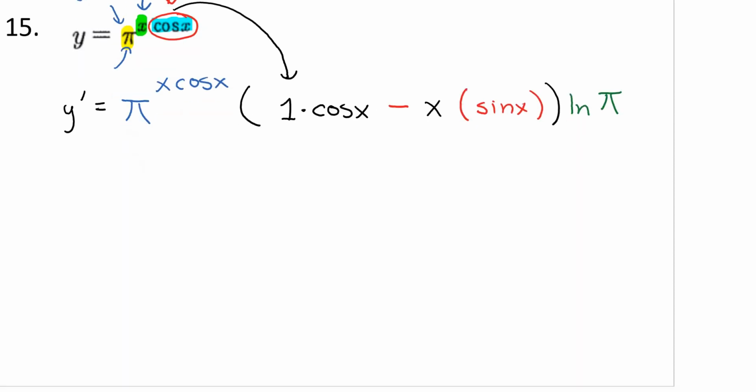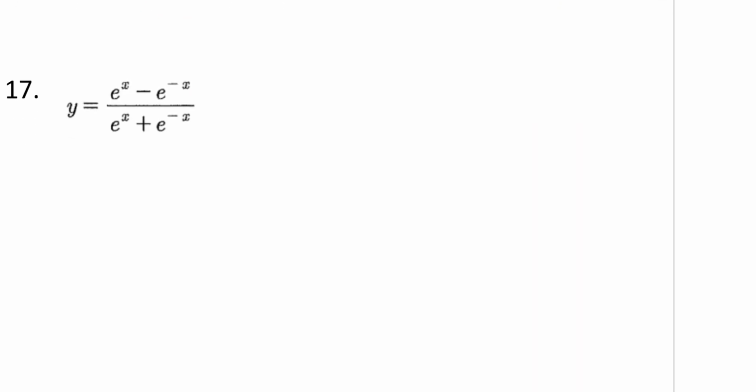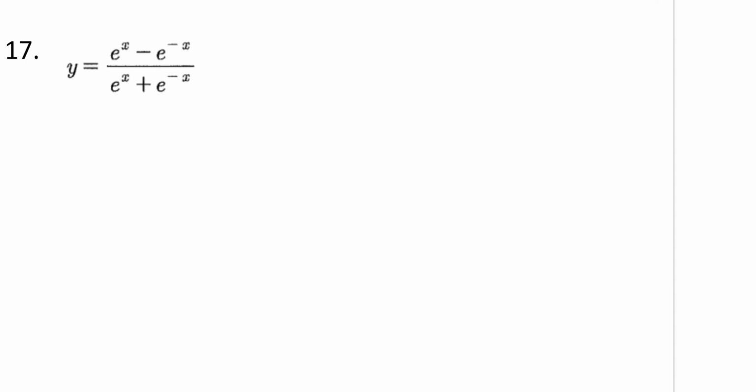Okay, let's move on to question number 17. For question number 17, I think this one's going to take a bit of work to finish. If I want to find the derivative of this particular problem, I definitely need to start off by using the quotient rule. The quotient rule states that I need to find the derivative of the numerator here. So that's going to be y prime equals 2.